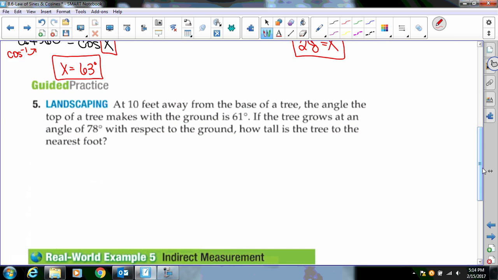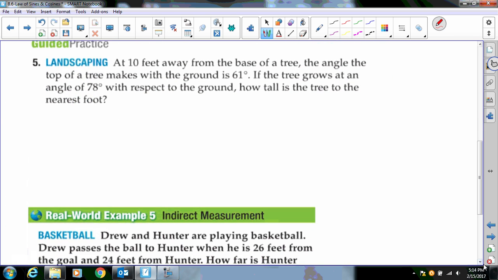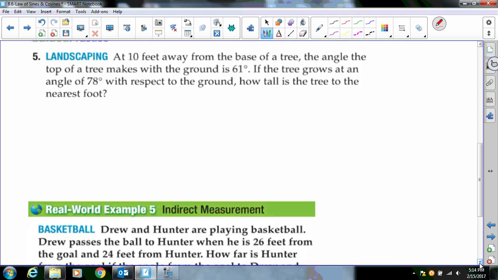Okay, let's look at a word problem example of this. So this says, at 10 feet away from the base of a tree. So let's say that this is our tree here. I'll just say 10 feet away from the base of our tree. The angle the top of the tree makes with the ground, so here's the ground, is 61 degrees. If a tree grows at an angle of 78 degrees with respect to the ground, how tall is the tree to the nearest foot?